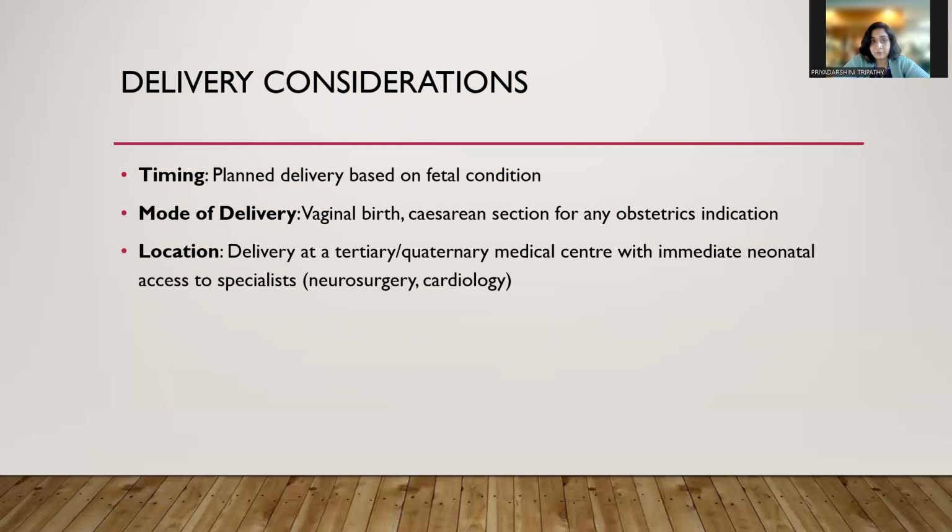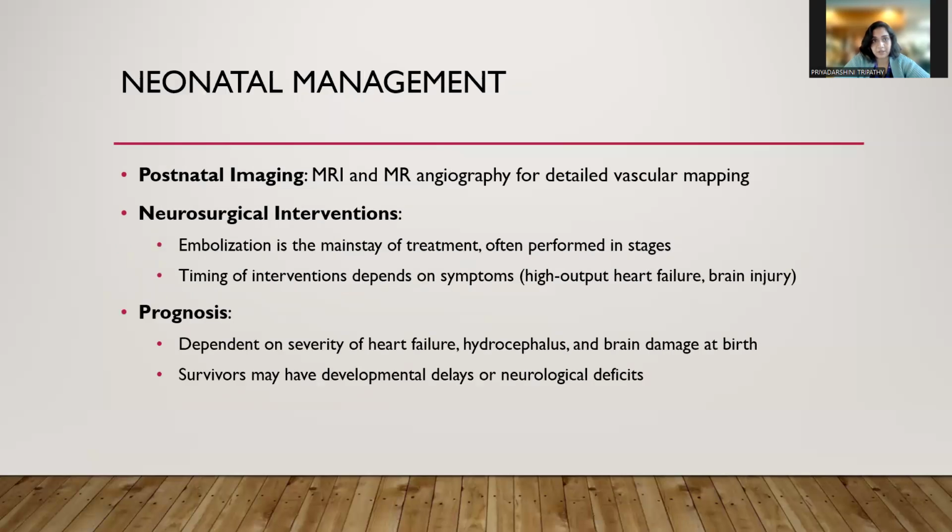So for timing, we have to decide based on whether the baby is going to develop complications or not. Delivery should be offered in a tertiary or quaternary medical center with immediate NICU availability and access to neurosurgeons and pediatric cardiologists. We usually offer them vaginal birth, but cesarean section, of course, is indicated if there is an obstetric indication. Postnatally, certain investigations are done like MRI and MR angiography for detailed vascular mapping.